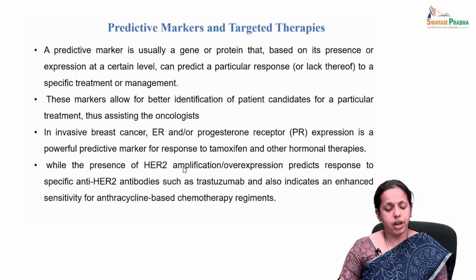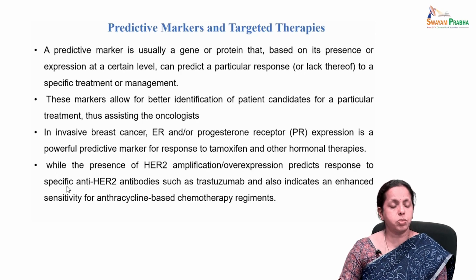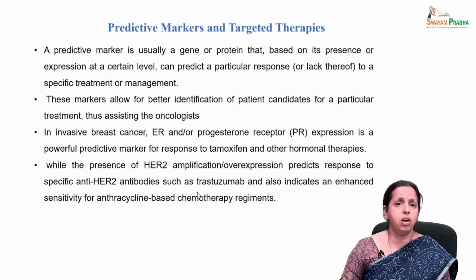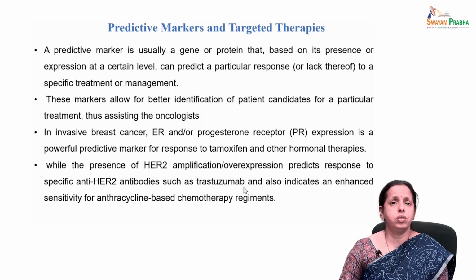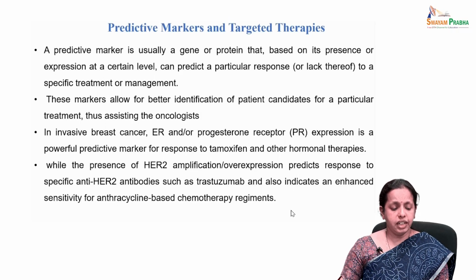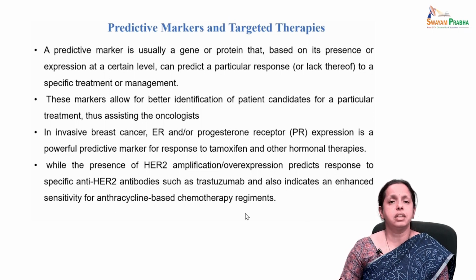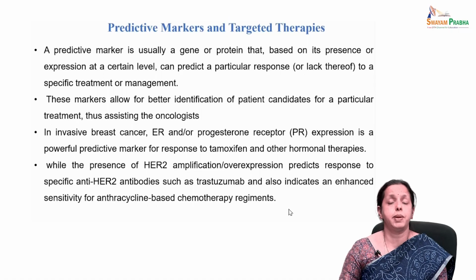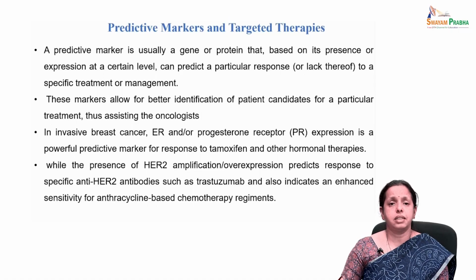The presence of HER2 amplification or overexpression predicts response to specific anti-HER2 antibodies such as trastuzumab, and it also indicates an enhanced sensitivity to anthracycline-based chemotherapy regimens specific for breast cancer.